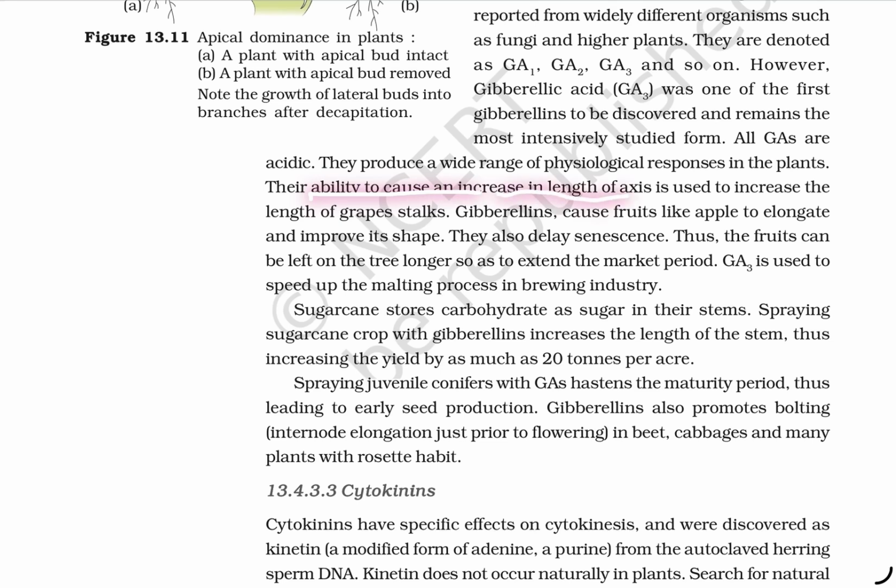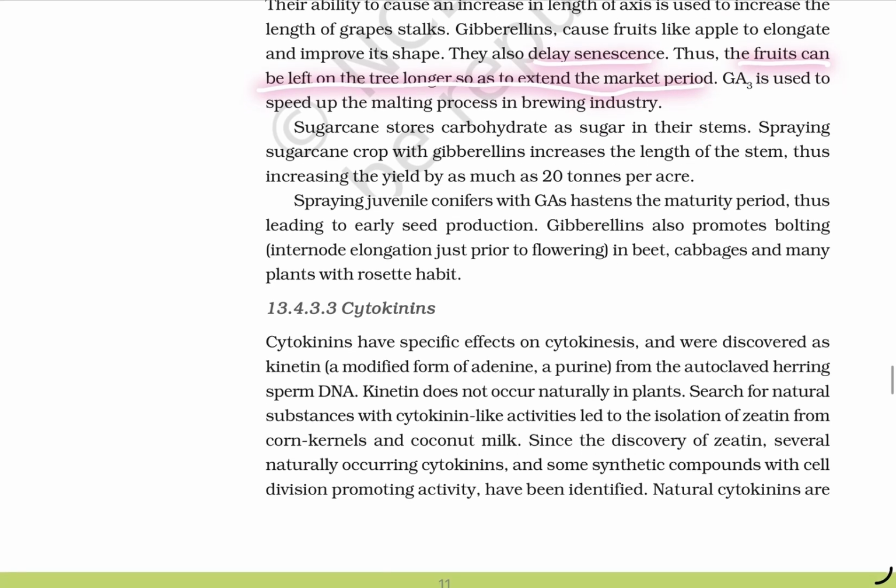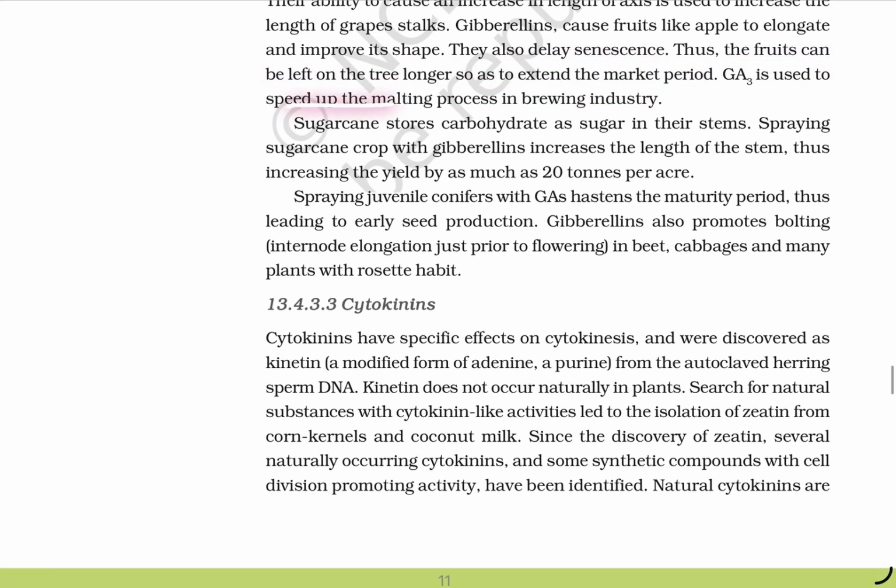Their ability to cause an increase in the length of axis is used to increase the length of grape stalks. The gibberellin causes fruits like apple to elongate and improves their shape. They delay senescence. Thus, the fruit can be left on the tree for longer so as to extend the market period. GA3 is used to speed up the malting process in the beverage industry.